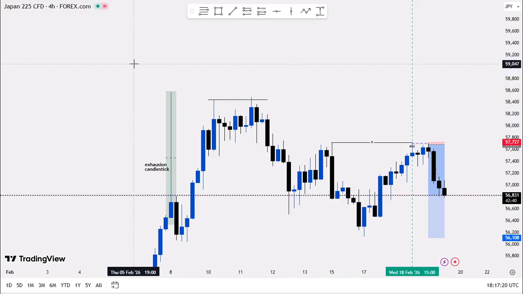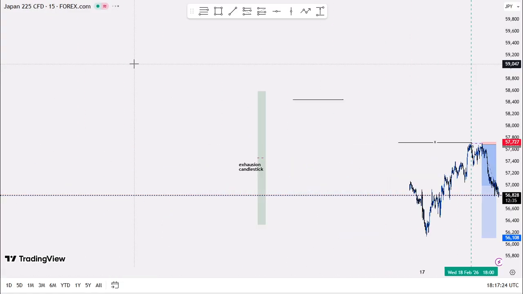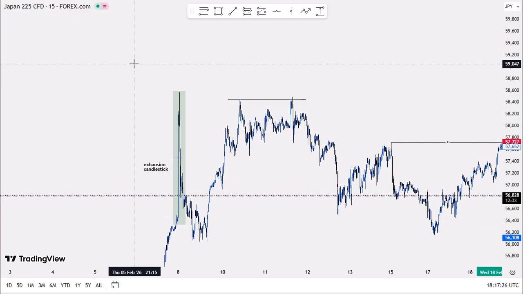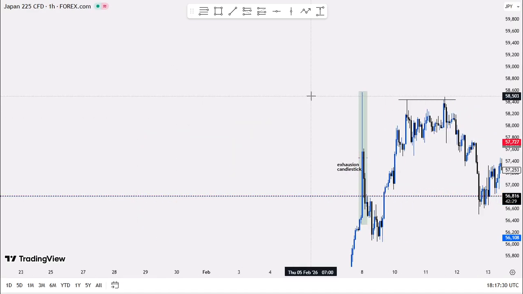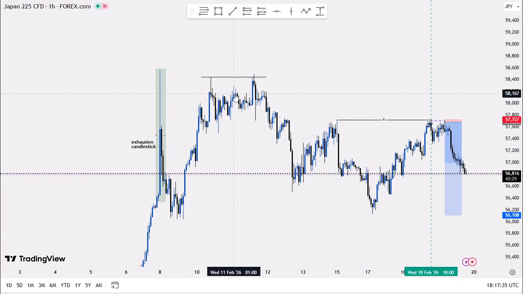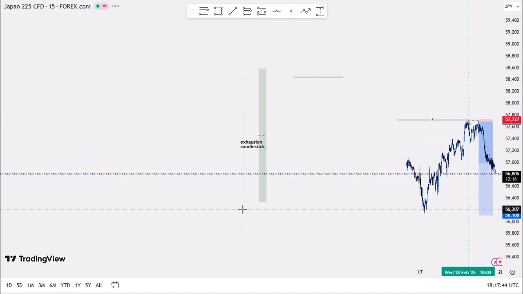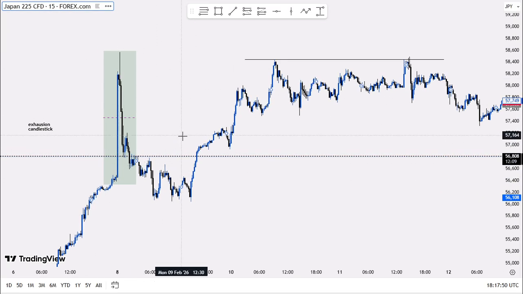So let's go down to 15 minutes. I'm also going to show how I spot my entry, how I took this entry, even though I didn't take the trade. So you can see this is our exhaustion candlestick, right? This is our exhaustion candlestick. Now let's go back to our 15 minutes time frame, right? This is that exhaustion candlestick here.